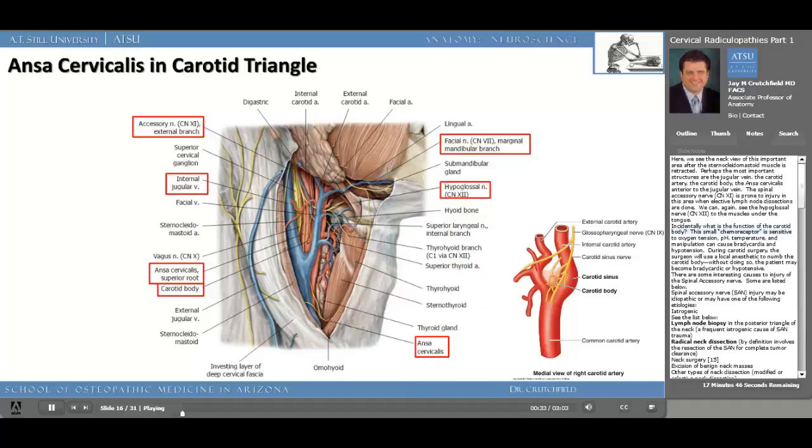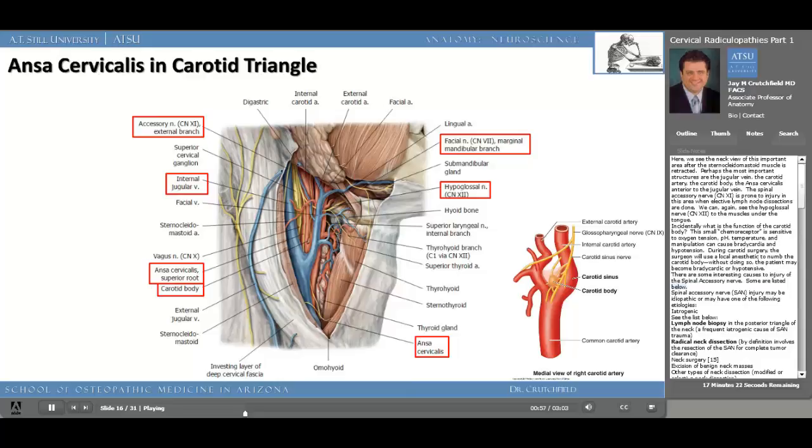Incidentally, what is the function of the carotid body? This small chemoreceptor is sensitive to oxygen tension, pH, temperature, and manipulation can cause bradycardia and hypotension. During carotid surgery, the surgeon will use a local anesthetic to numb the carotid body because without doing so, the patient may become bradycardic or hypotensive.